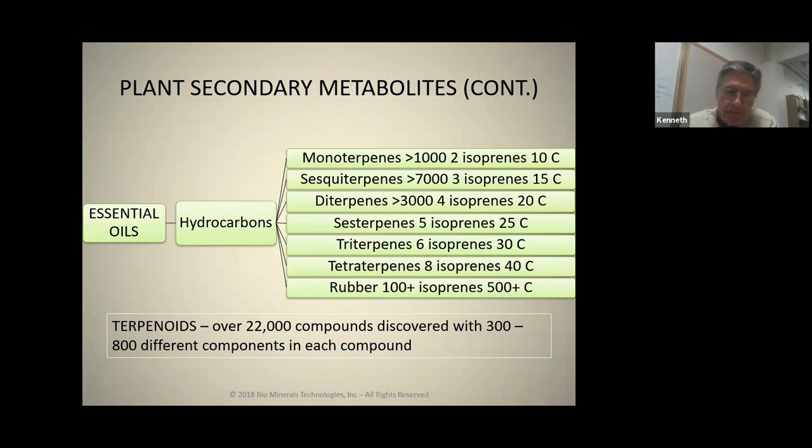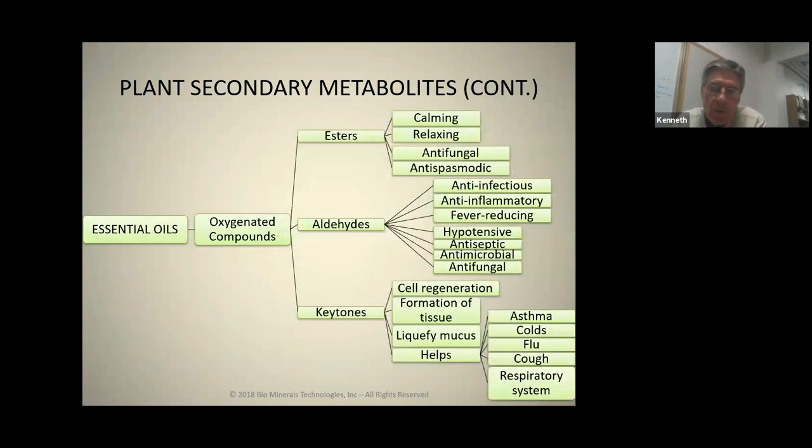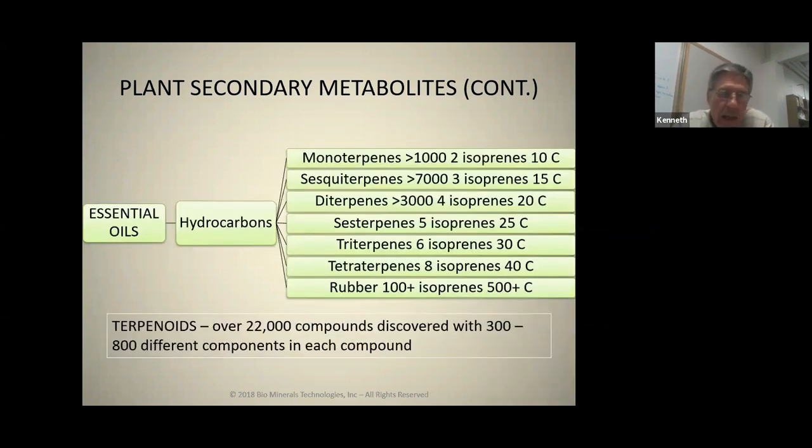So when we look at the oxygenated compounds, we have esters, aldehydes, and ketones. I want to back up here and just go through these. In the hydrocarbons of essential oils, we have monoterpenes, and there's 1,000 or more of these identified, and the number is increasing. We have sesquiterpenes, 7,000 plus. Diterpenes, 3,000 plus. The sesterterpenes, now this is 5 groups and going up. Triterpenes, 6 groups and going up. Tetraterpenes, 8 and going up. And so these are increasing all the time.